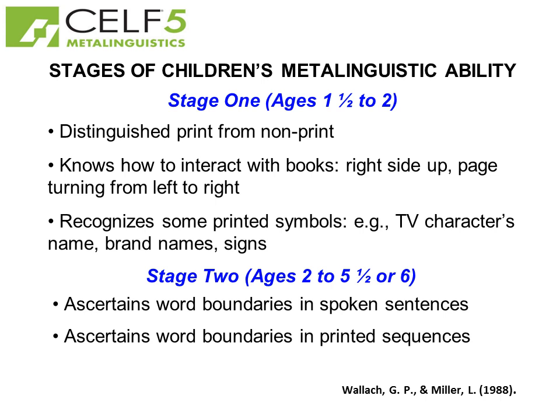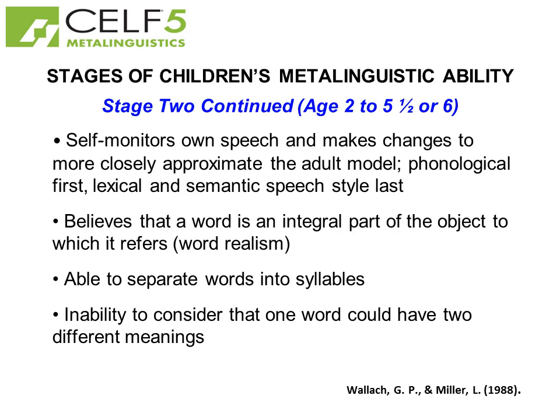Stage 2, ages 2 to 5.5 or 6, and this is the really critical period. This is where they ascertain word boundaries in spoken sentences. They ascertain word boundaries in printed sentences. They know where one word and phrase begins and ends. They also begin to self-monitor their own speech, and they begin to make changes that more closely associate with adult-level language. Sometimes they're phonological things first in words and sounds, and then semantic style will come down the road later. But they believe that a word is kind of an integral part of the object to which it refers. That's word realism. The word is that.